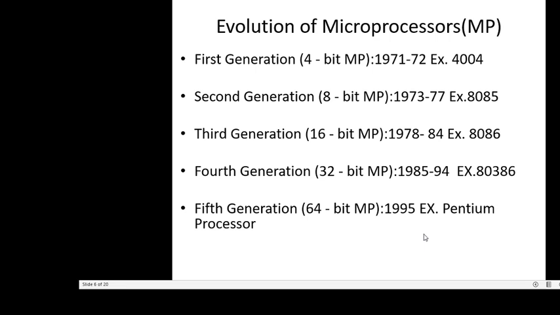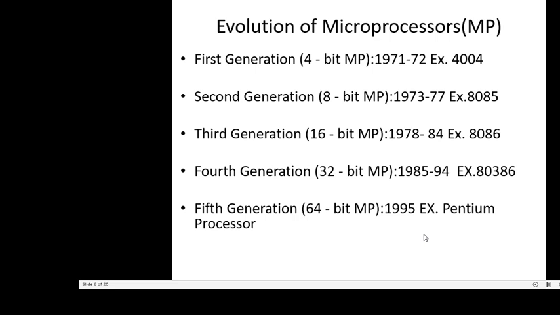When we talk about the third generation, it is a 16-bit microprocessor, the 8086, which you learned in COA last semester. It processes 16-bit data at a time, from 1978 to 84. Then the size of the processing data increased from 16-bit to 32-bit. That is called the fourth generation of the microprocessor. The most popular example of the 32-bit microprocessor is the 80386, from 1985 to 94.